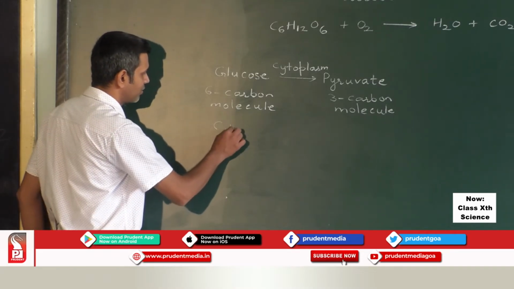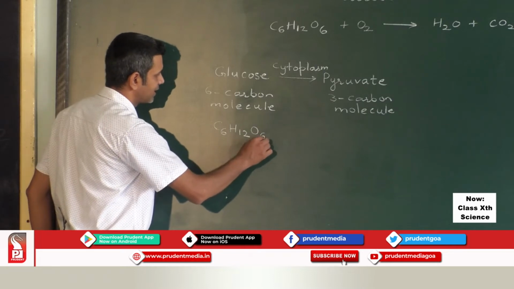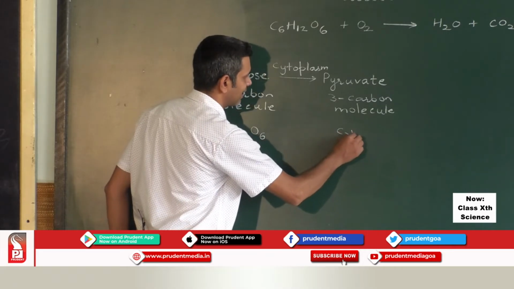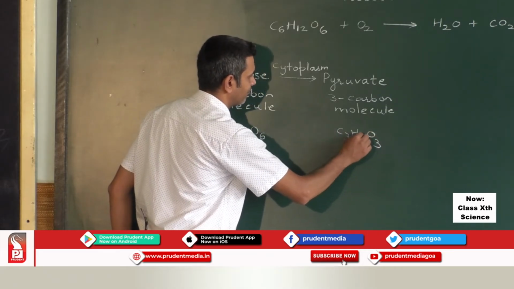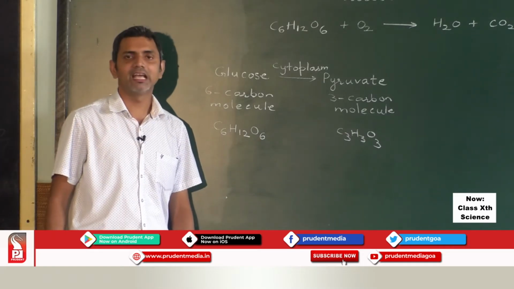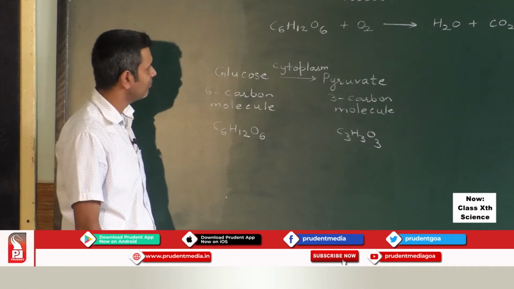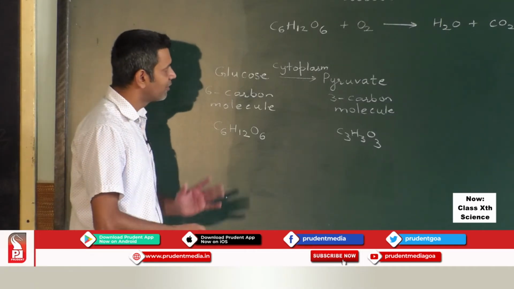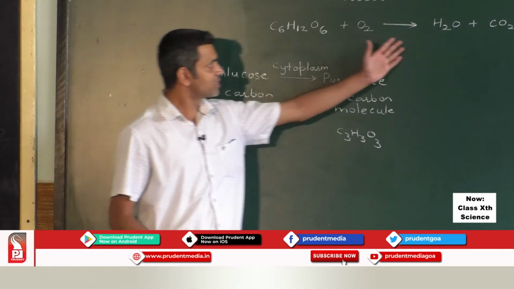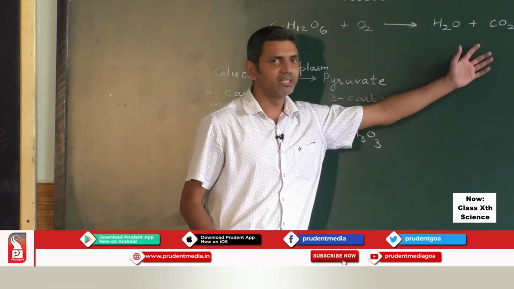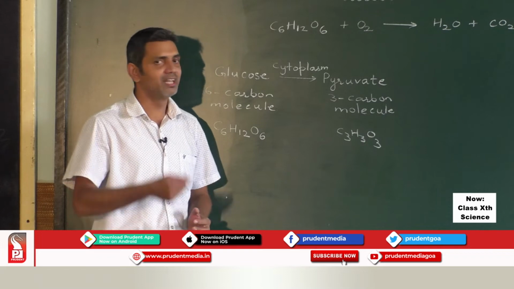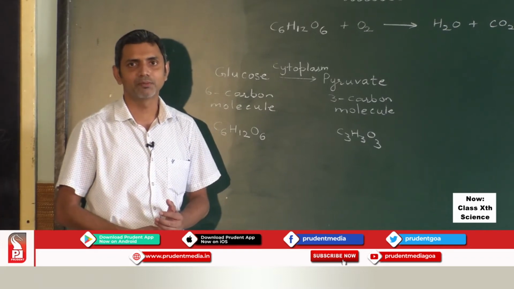The formula of glucose, as we already know, is C6H12O6. The formula of pyruvate is C3H3O3. I repeat, the formula of pyruvate is C3H3O3. So this is the first step that takes place during the process of respiration. This equation which I have written represents respiration which takes place in human beings.